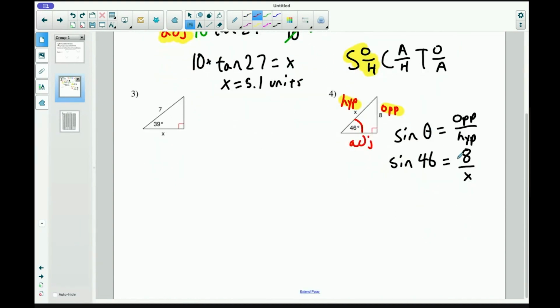So back to this question we were looking at, because x is on the bottom, I'm just going to switch it with this sine 46, and that's going to come down over here.